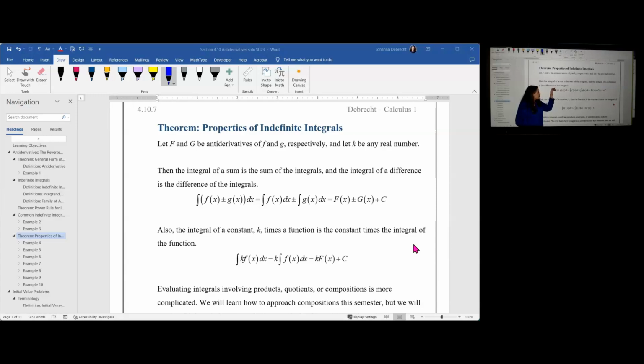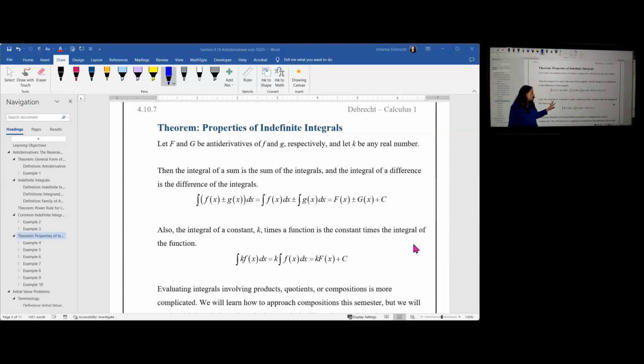That means that the indefinite integral of lowercase f of x plus or minus g of x with respect to x dx will give us the indefinite integral of f of x dx plus or minus the indefinite integral of g of x dx, which gives us the sum or difference of the antiderivative functions plus a constant c.